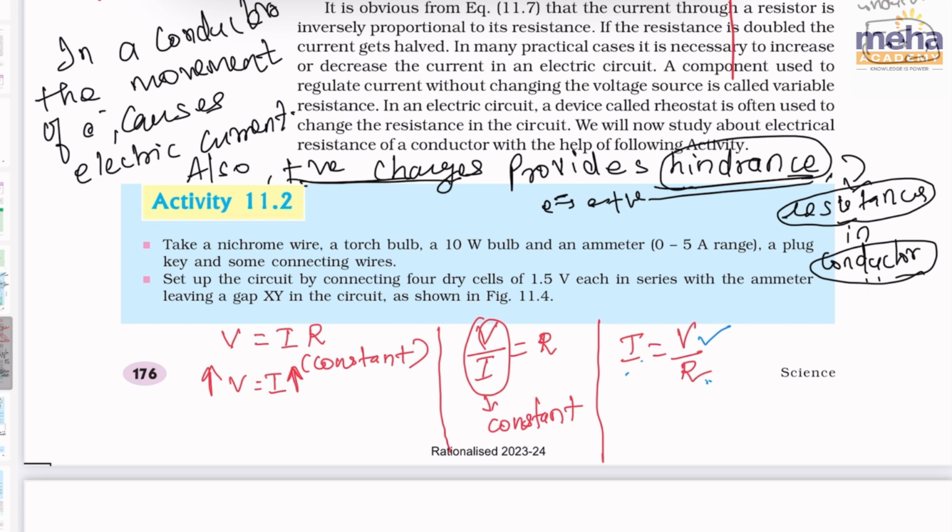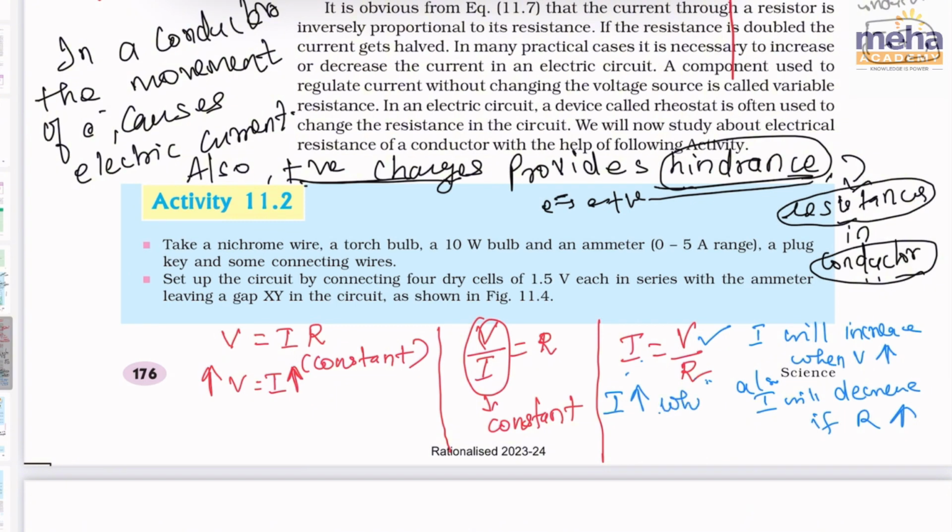What is the meaning of this? I will increase when V increases. Also, I will decrease if R increases, because they are inversely proportional. So I increases when V increases, provided R is constant. If this scenario is not followed, what happens, we'll see.